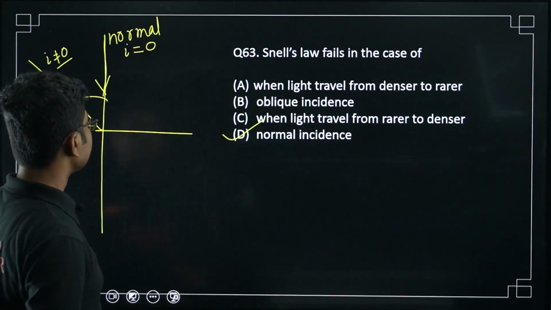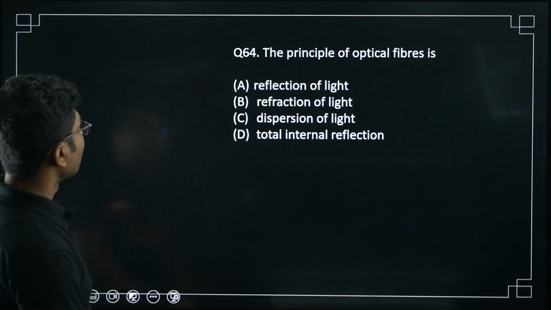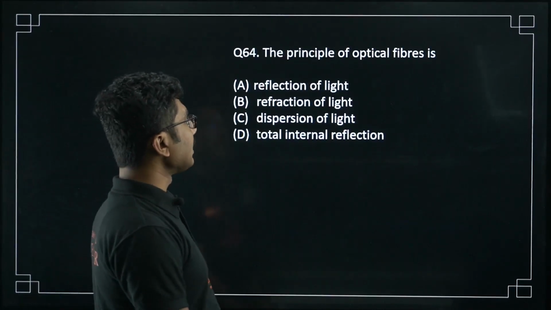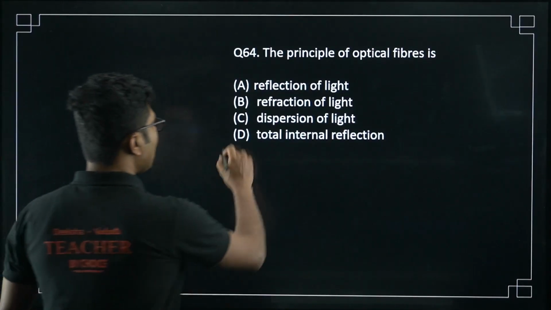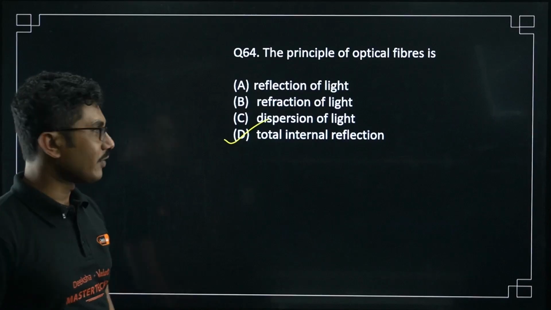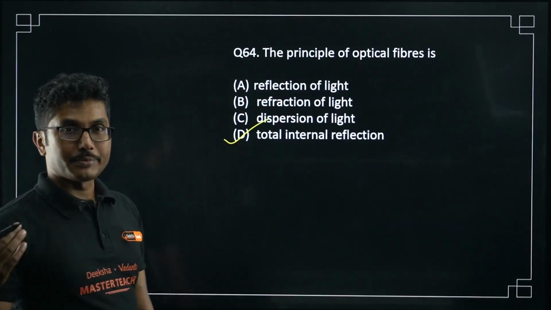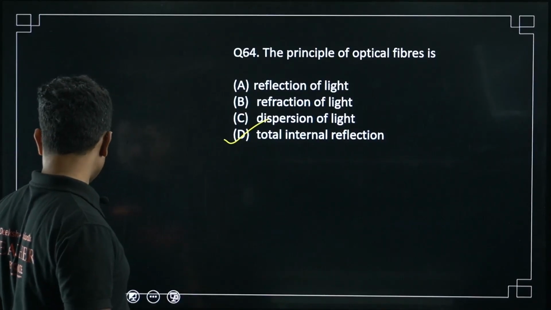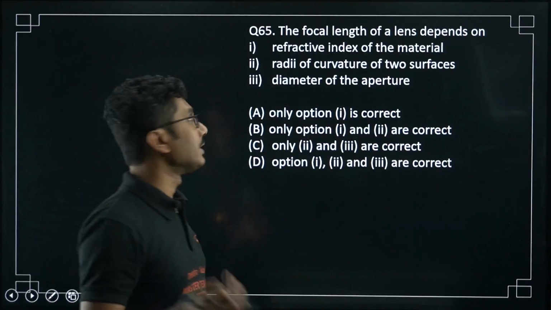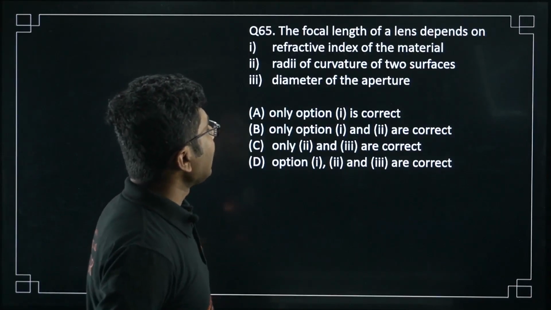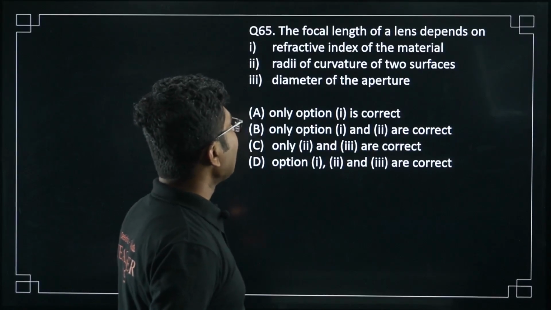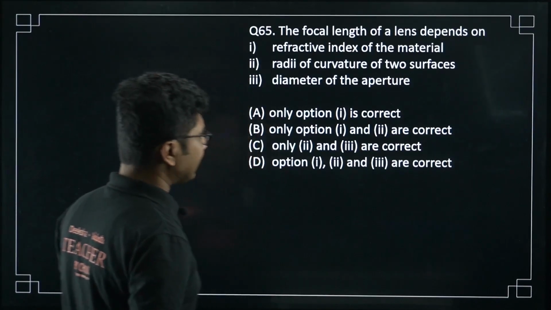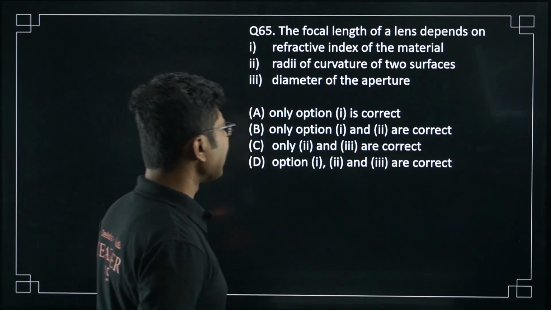Next, the principle of optical fibers is reflection of light, refraction of light, dispersion of light, total internal reflection of light. So fiber optics works under the principle of total internal reflection of light. That's how the data is transmitted. The focal length of a lens depends on refractive index of the material, radius of curvature of the surfaces, diameter of the aperture.